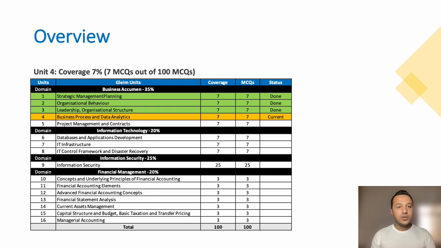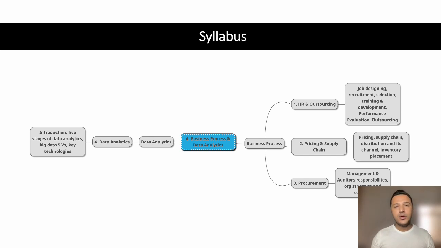And our today's topic, business processes and data analytics, we will be discussing what the key business processes are and what the role of data analytics is for internal auditors. In CIA Unit 4, we will be discussing mainly 2 areas of the business. One is business processes, and the other section will focus on data analytics.